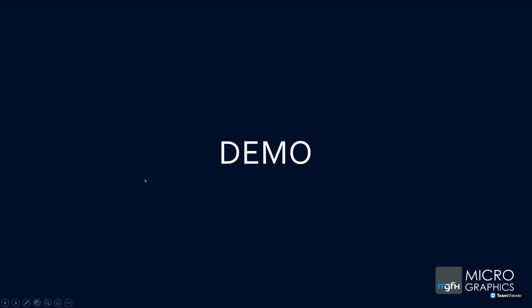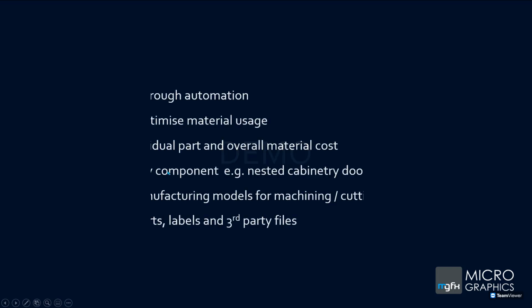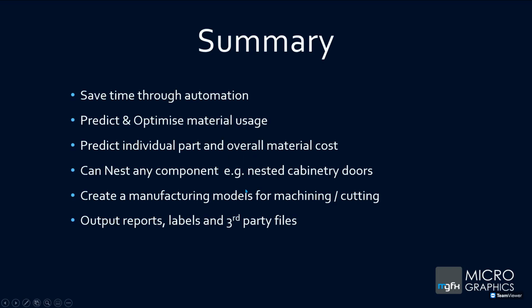I can go back here now to presentations, and we'll close off with the summary and Q&A. So basically, for a summary, very simple. Why nesting? Nesting is going to allow you to save time through the automation of the process. It can help you predict and optimize material usage. That can help you with getting more accurate quoting and being able to, let's say, predict and order stock for manufacturing as well.